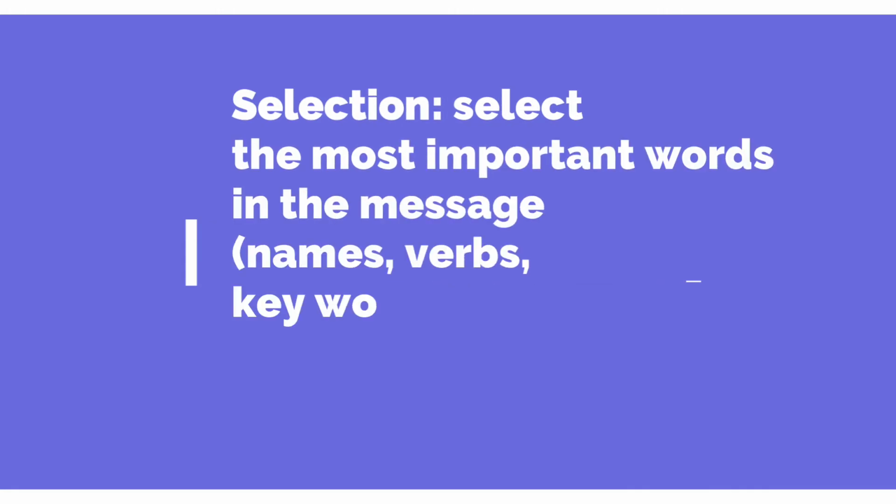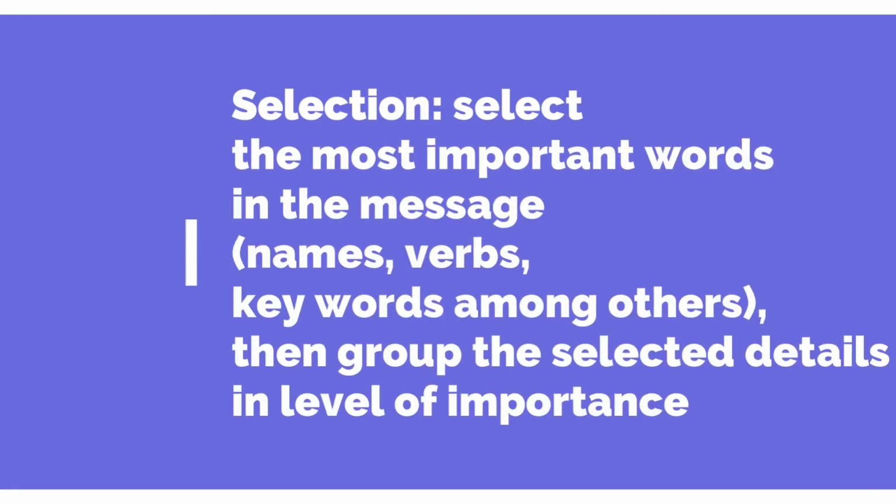Selection means you select the most important words in the message, for example, names, verbs, keywords, and others. Because it's impossible for you to understand every single word that you hear. So that is why you have to select which one is the main word, as the keyword, in order to more easily understand the sound or the listening ideas.